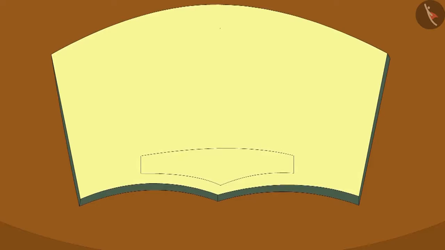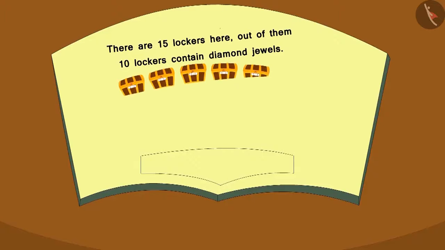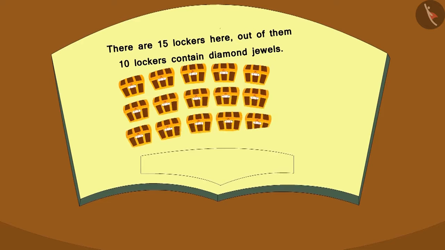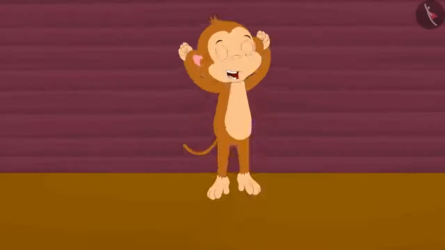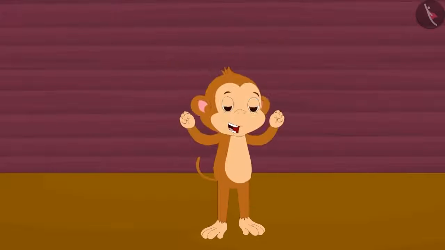Babban opened the book very excitedly and he thought that he would himself make a picture in the book and write the question. Babban made this picture. Then below that picture, Babban wrote this question. There are 15 lockers here. Out of those, 10 lockers contain diamond jewels. How many lockers are empty? The moment Babban wrote the question, 5 lockers appeared in front of him. Babban went mad in happiness.